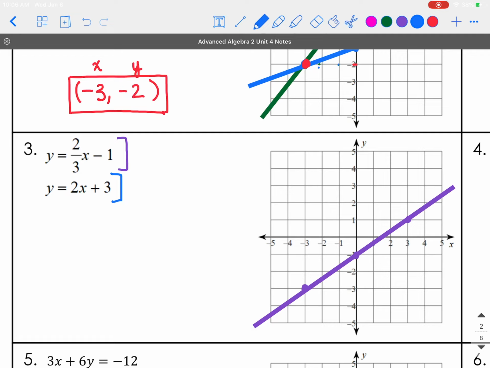Second one, we have a point on 3, and then our slope is 2. And we see that they intersect at -3, -3.